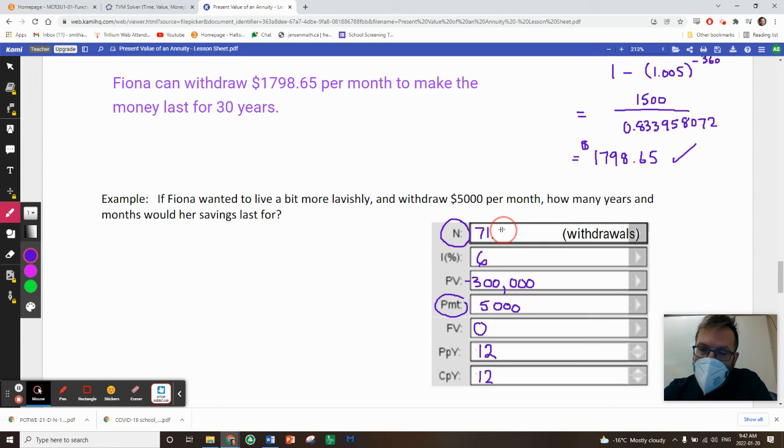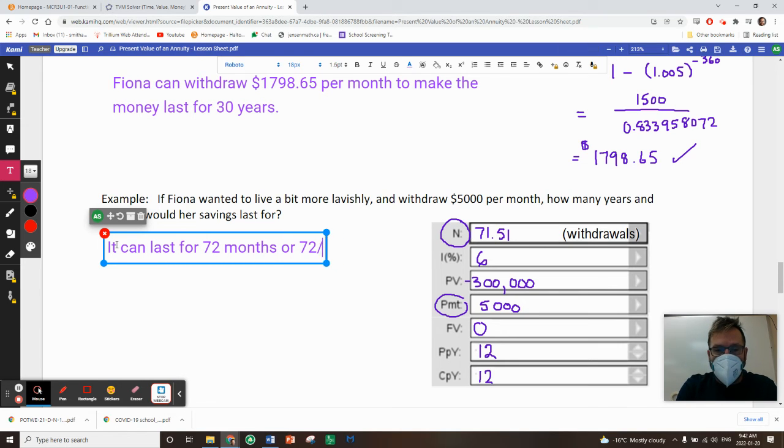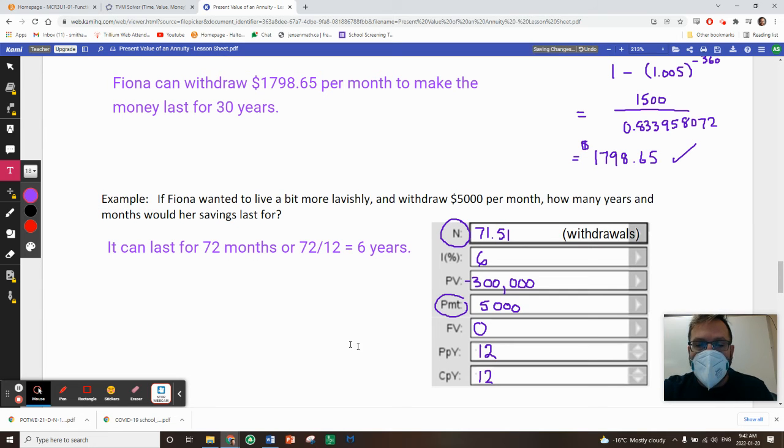So we got 71.51, so it can last for 72 months. Remember, N's not years, it's number of withdrawals. In this case, we're making monthly withdrawals, so it can last for 72 months. Or if you divide that by 12, 6 years. Exactly 6 years.